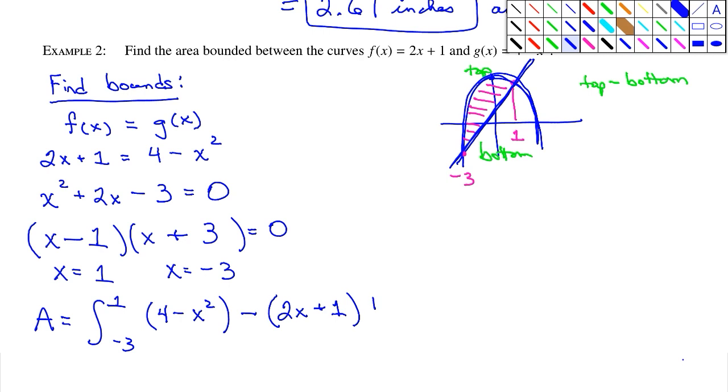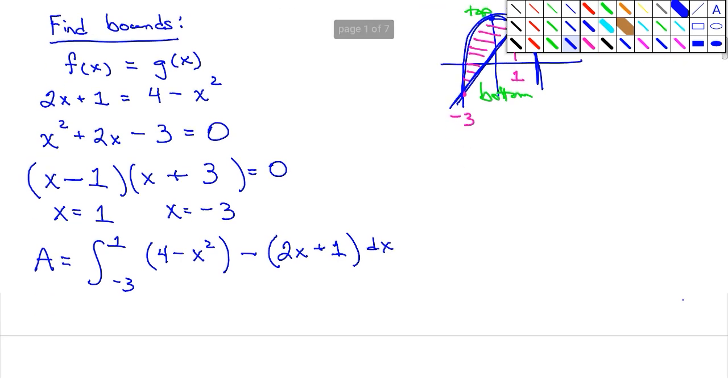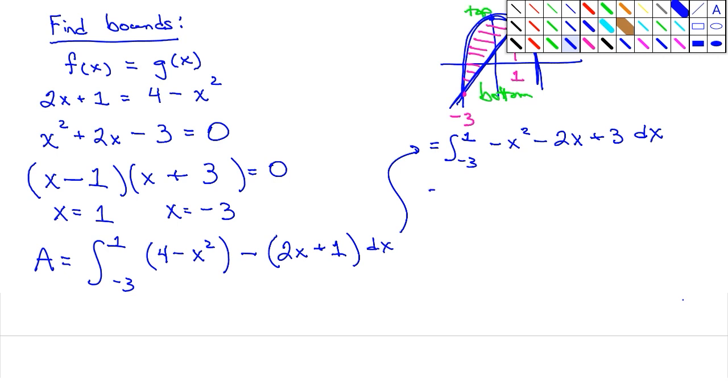Be sure and use parentheses, because you're going to have to distribute your negative, so you don't want to mess up the negatives on all this. And let me write it up here. So this is going to be the integral from -3 to 1 of negative x squared minus 2x plus 3 dx. This is equal to -1/3 x cubed minus x squared plus 3x. That's the antiderivative.